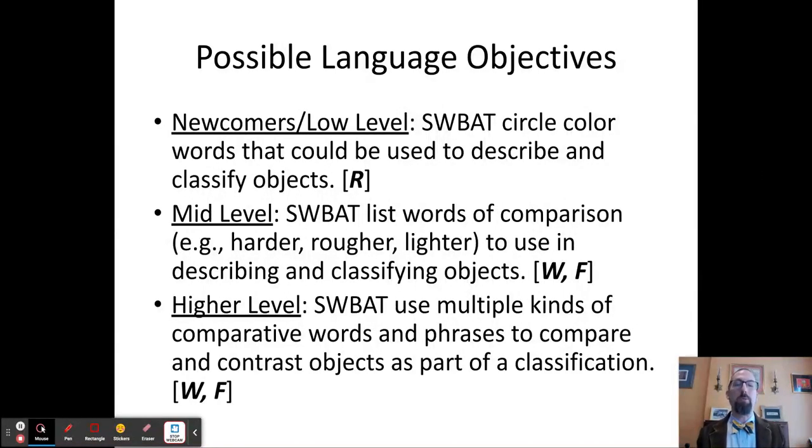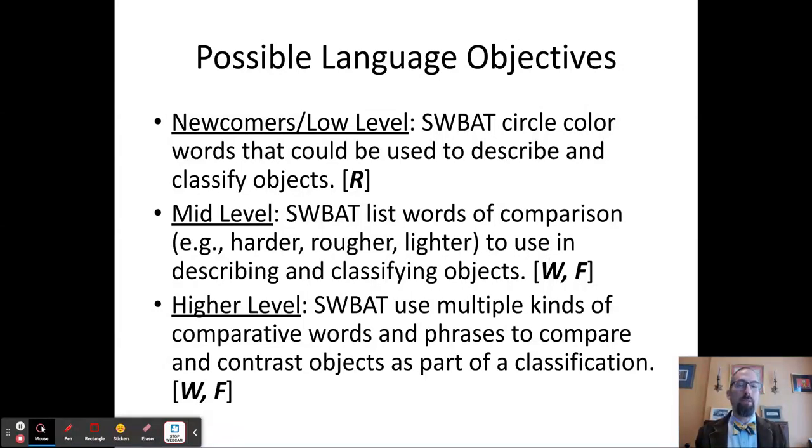So some possible language objectives, and these objectives are differentiated based on different language levels. So depending on your learners, if they are lower level, if they're newcomers, if they're higher level, and you may even need to use more than one of these within the same class because you may need to differentiate your instruction. So for newcomers or low level students, students will be able to circle color words that could be used to describe and classify objects.